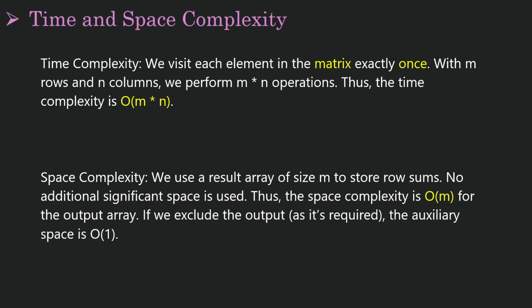Time and space complexity. Time complexity. We visit each element in the matrix exactly once. With m rows and n columns, we perform m times n operations. Thus, the time complexity is O(m x n).